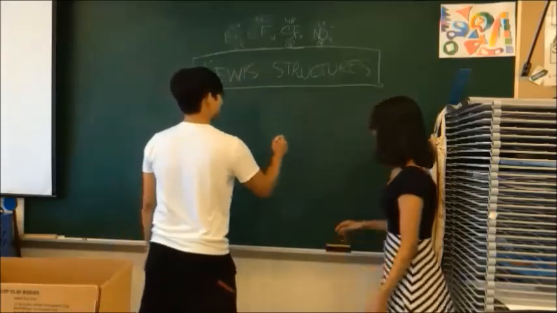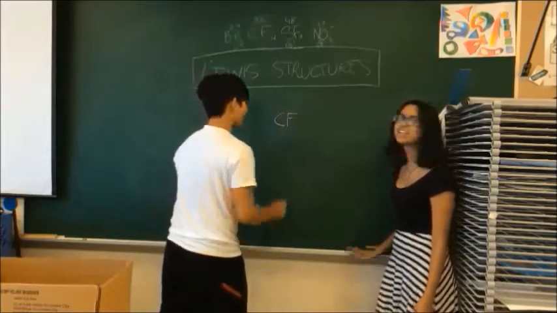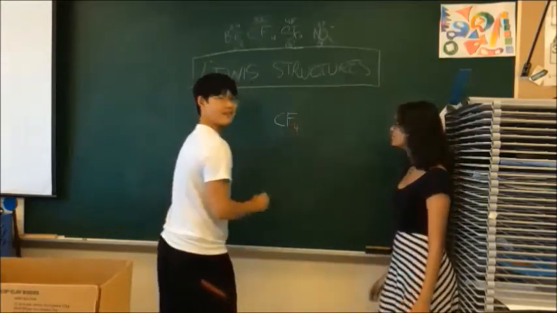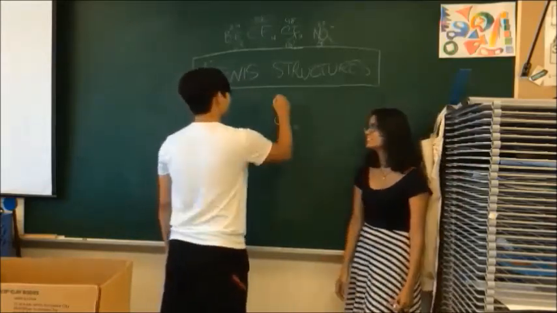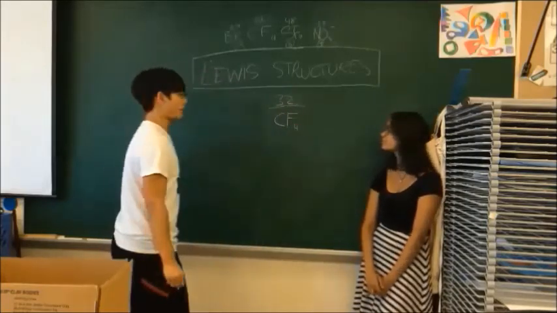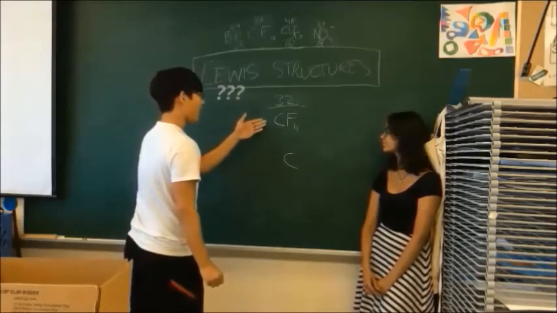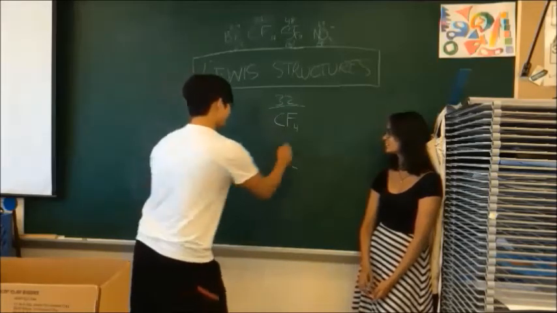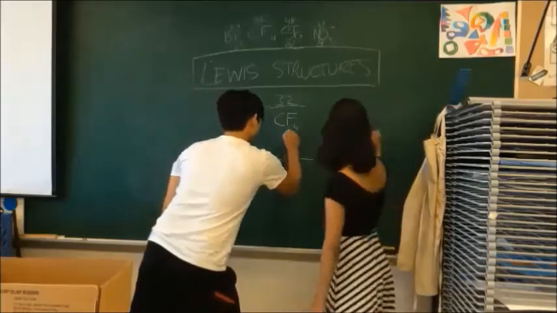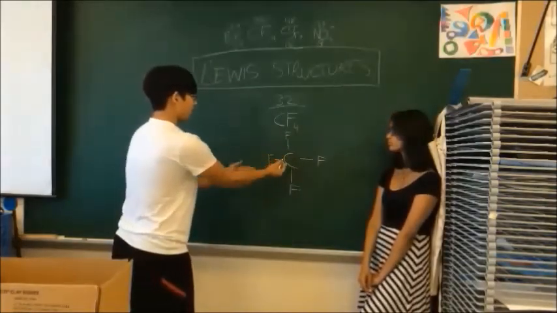Our first example is carbon tetrafluoride. It's a carcinogen. It damages your lungs, liver, central nervous system. And we have 32 valence electrons. Now we start with carbon as the center, surrounded by fluorine. As you see, these electron pairs are bonded covalently.